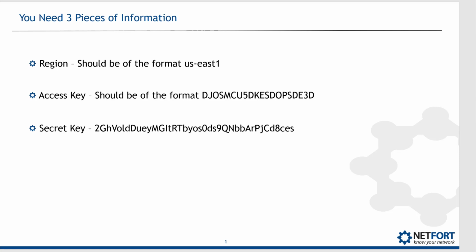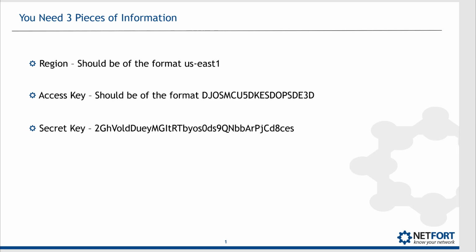Before you start, you need three pieces of information from your Amazon account. You need to know what region your estate is hosted in, in a format like US East 1. You need an access key. It should be a 20 character text string. In my case, they're all capitals and numbers.